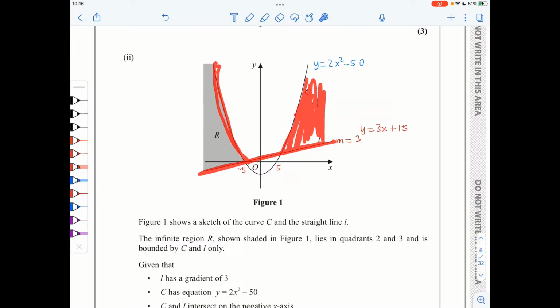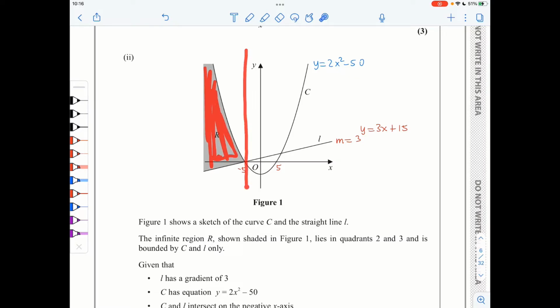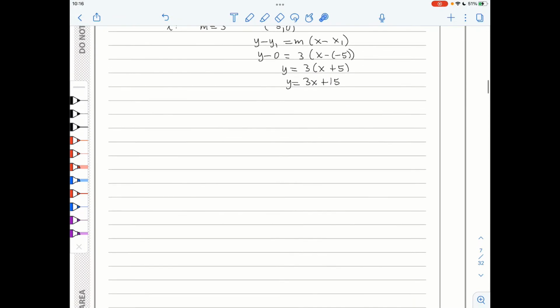Now, in order to restrict myself and just take up the region R here, I need to say that x has to be less than negative 5. I could use strict or relaxed inequalities, that's okay here. So this means that I have to be above the straight line, I have to be below the parabola, and I have to be to the left of the cut on the x-axis, so x has to be less than or equal to negative 5.